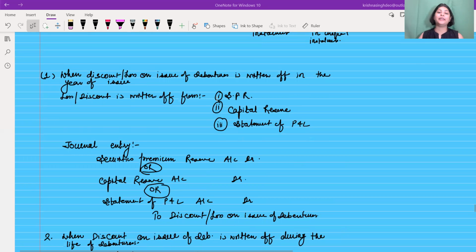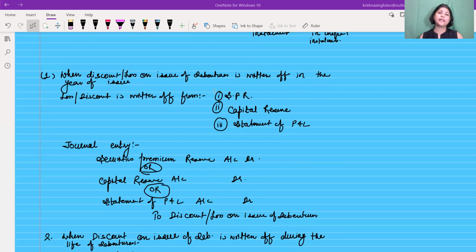So what can be the various sources from which this loss can be written off? First of all, if there is any balance in security premium reserve, this loss can be written off, but this information has to be given to us in the question. There can be a balance available in capital reserve. That capital reserve can also be utilized for writing off discount on issue of debenture. And if both of these are not there, or if there is insufficient balance in both of these accounts, then the remaining part can be written off from the statement of profit and loss account.